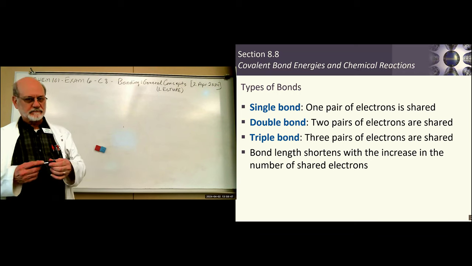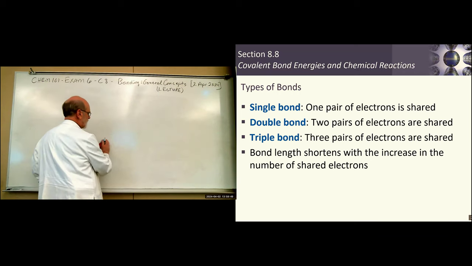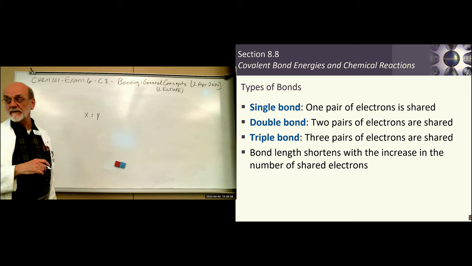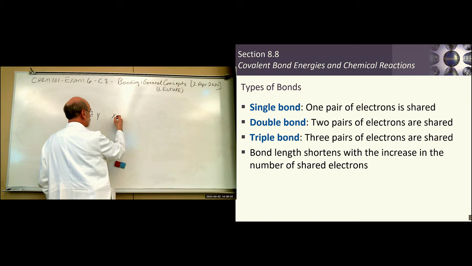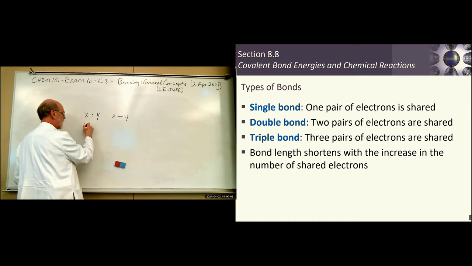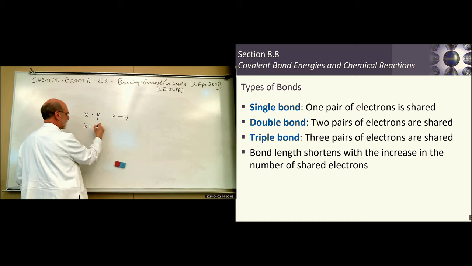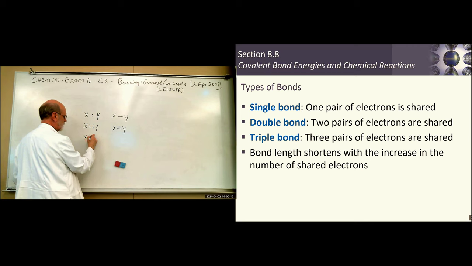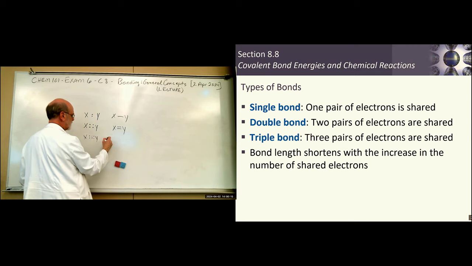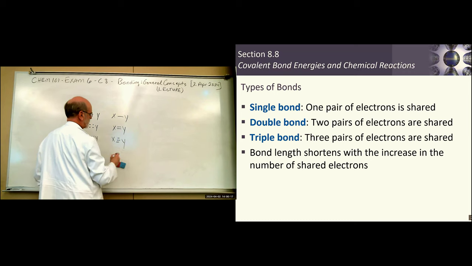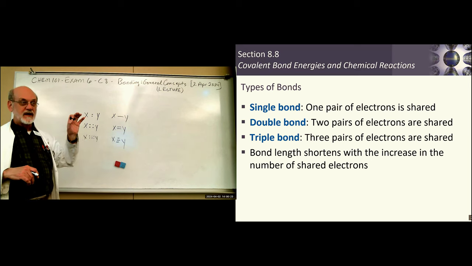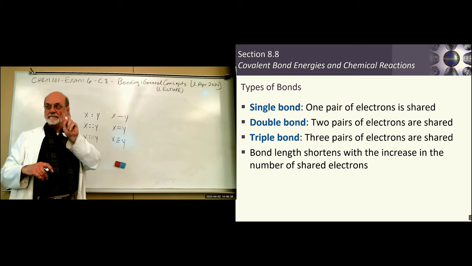Now, I said that to go at the different types of bonds, the single, double, and triple bonds. When we represent bonding between two elements, if it's a single bond, we have a single pair of electrons between them, and we represent that with a single line. If it's a double bond, then we have two pairs of electrons, and we represent that with a double line. And of course, with the triple bond, we have three pairs between them, and we represent that with three lines. So anytime you see a line between two atoms, two symbols, that line represents two electrons.